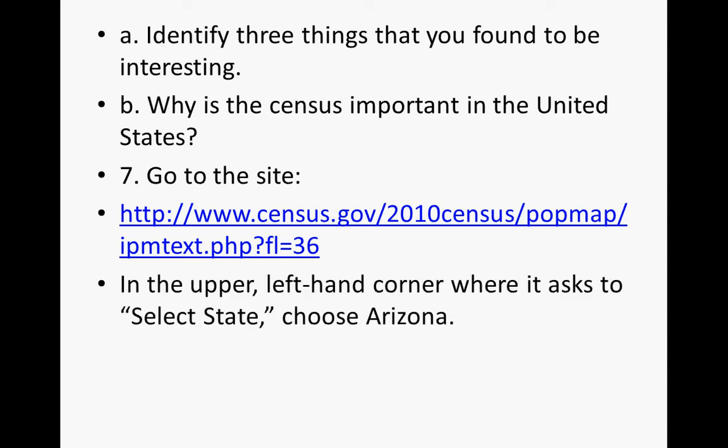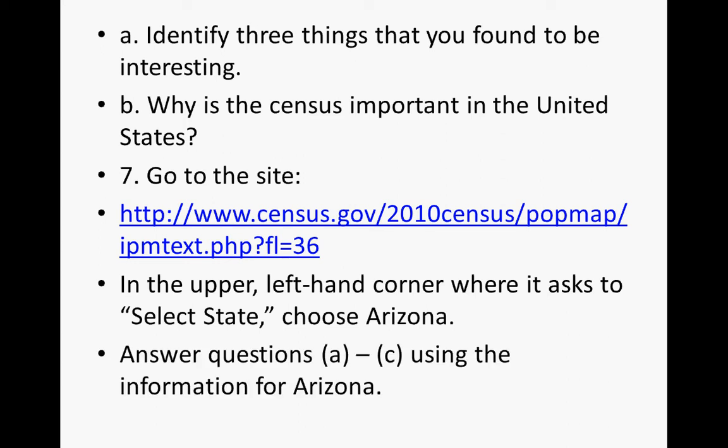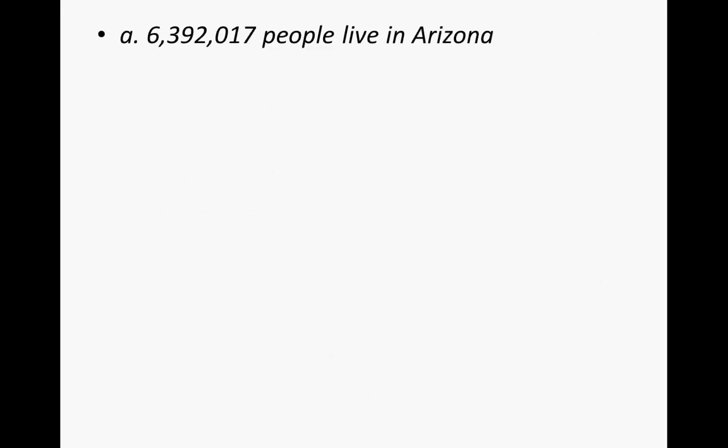In the upper left-hand corner where it asks to select the state, go ahead and choose Arizona. Now we're going to answer questions A through C using the information for Arizona. So for part A, you should have 6,392,017 people live in Arizona.